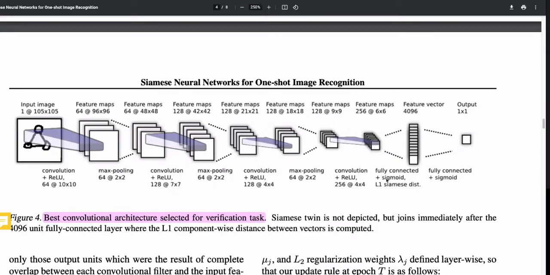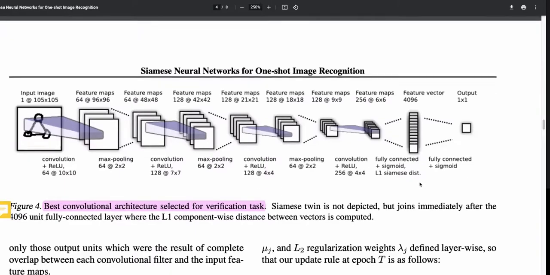So you have fully connected layers plus the L1 distance, the L1 Siamese distance. So you can use the L1 distance to measure the similarity between the two output feature vectors. And you have a sigmoid that outputs 1 or 0 based on how similar they are or not.